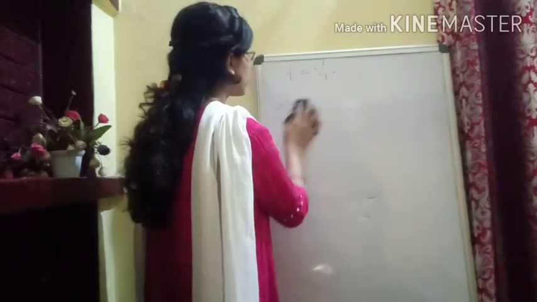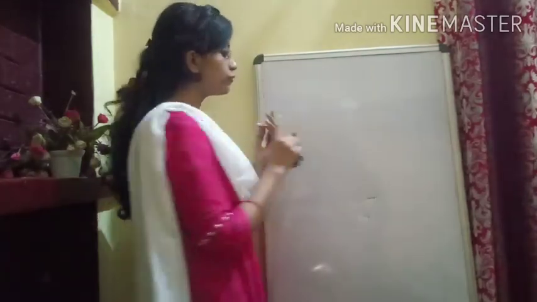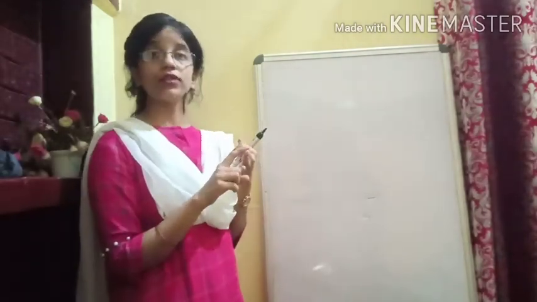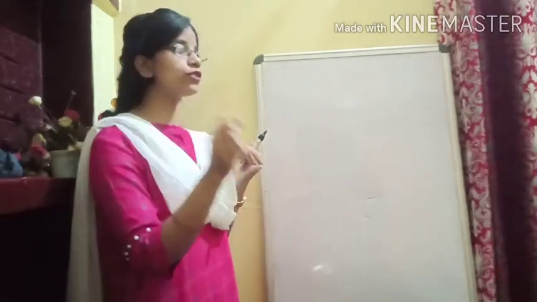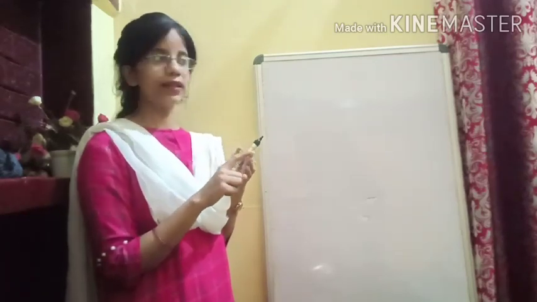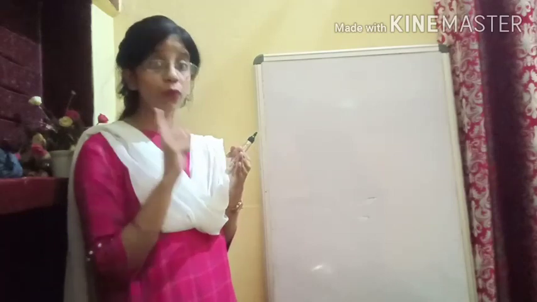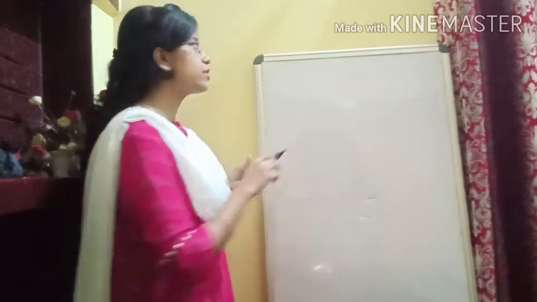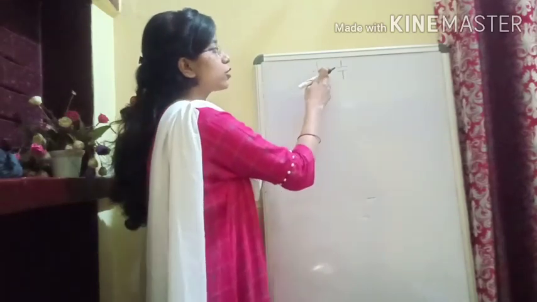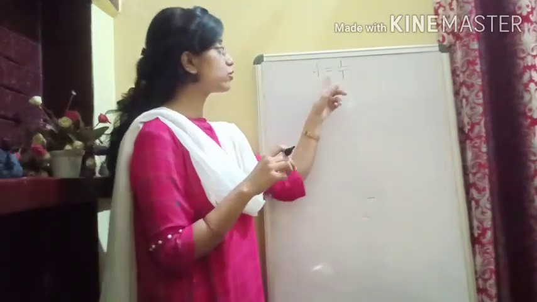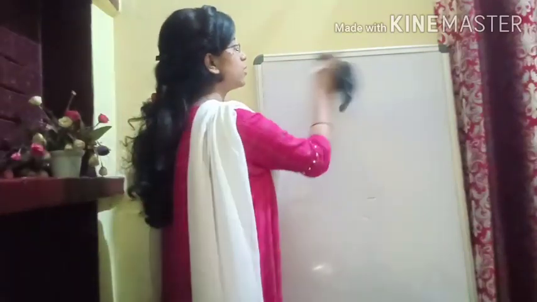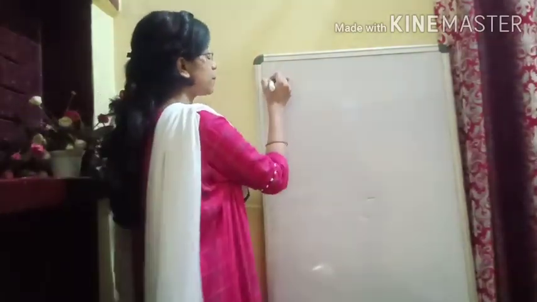Now let us come to our next term. We have learned about oscillation, the to and fro motion. We have learned about time period, that is the time taken to complete one oscillation. We have learned about frequency, that the number of oscillations in 1 second is known as frequency, and the relation between frequency and time period is f is equal to 1 upon T, or T is equal to 1 upon f. Now our next term is amplitude.